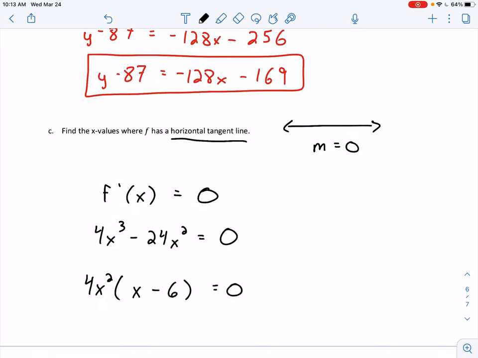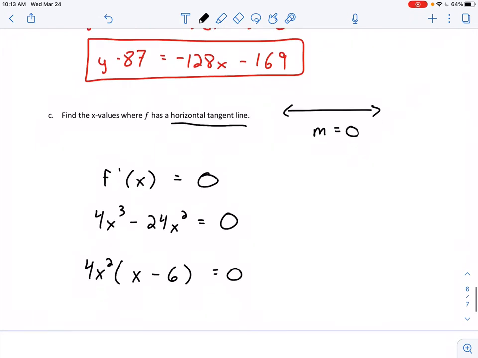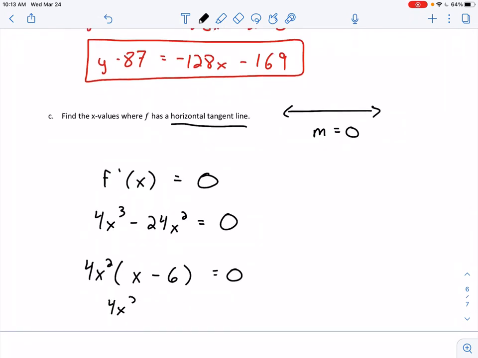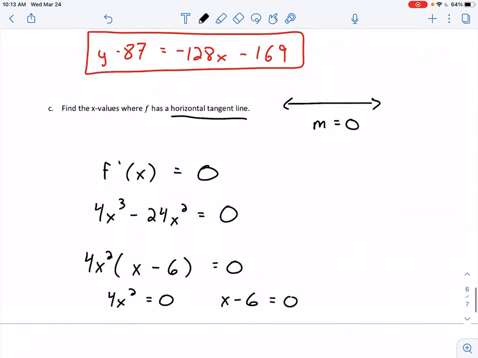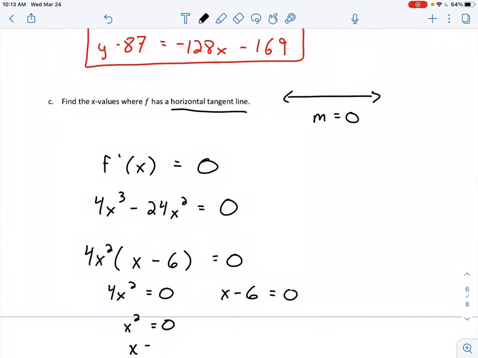And then I can take each factor and set it equal to 0. So 4x squared equals 0, and x minus 6 equals 0. Just a little bit of algebra here. If I divide by 4, I'll end up with x squared equals 0, and then taking the square root, I should end up with x equals 0. On the right-hand side, if I just add 6, I'll end up with x equals 6. So that means I have a horizontal tangent line at x equals 0 and at x equals 6.